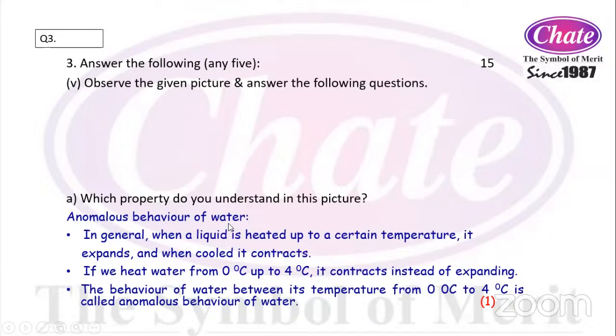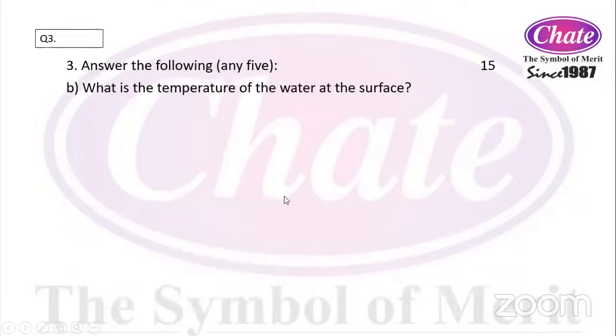So what is the anomalous behavior of water? In general, when a liquid is heated up to a certain temperature, it expands, and when cooled, it contracts. If we heat water from 0 to 4 degrees, it contracts instead of expanding. The behavior of water between 0 degrees Celsius and 4 degrees Celsius is called the anomalous behavior of water.